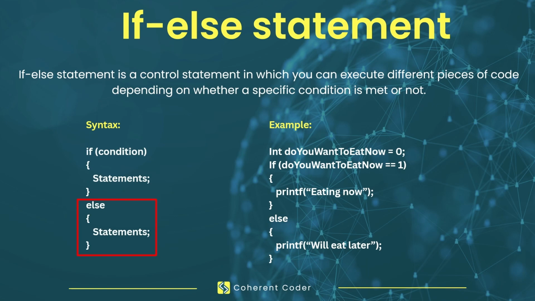So if you look at the example, when do you want to eat now is zero. That means when you are saying that you are not going to eat now, it will first check the condition. So the condition is that do you want to eat now should be one. That means it should be true. But here we are passing the value of zero. That means it is false. So since it is false, it will go into the else part and it will print will eat later. Okay.